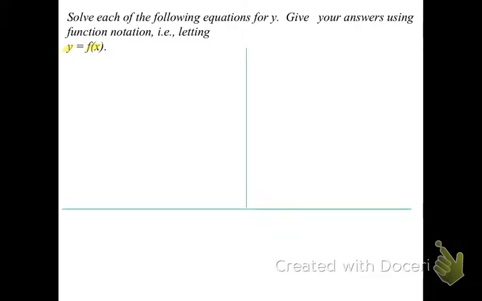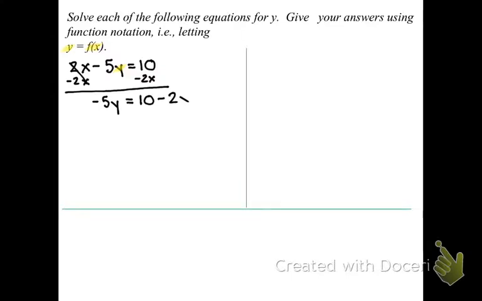Okay, so in my first example, I have 2x minus 5y equals 10. Now remember, keeping our eye on the prize, we are trying to get this y by itself. So the very first thing we need to do is subtract 2x from both sides. Now, keep in mind that when I do that, I end up with negative 5y on the left-hand side of the equation. And on the right-hand side, I cannot combine 10 and 2x. So I simply write out 10 minus 2x.